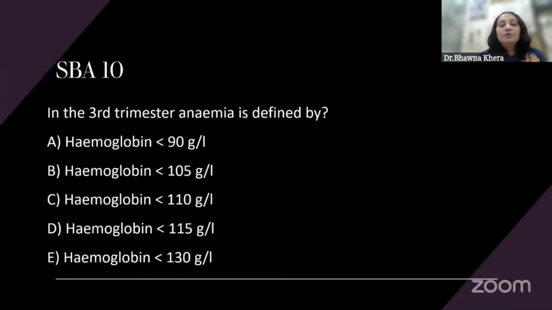Now coming to the next question, that is SBA 10. In the third trimester, anemia is defined by, again, a question which can be part of physiology, pathology, or data interpretation. So in the third trimester, anemia is defined by, how do we define? What is the level here for the third trimester?